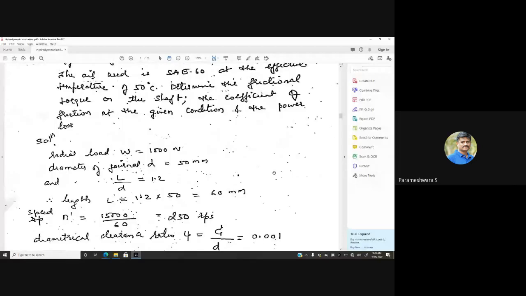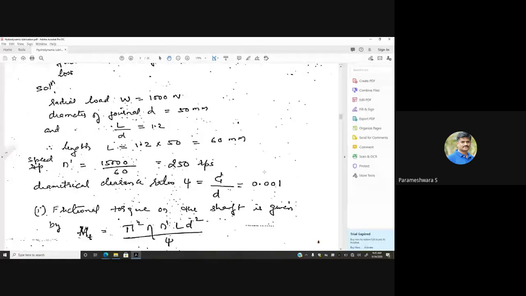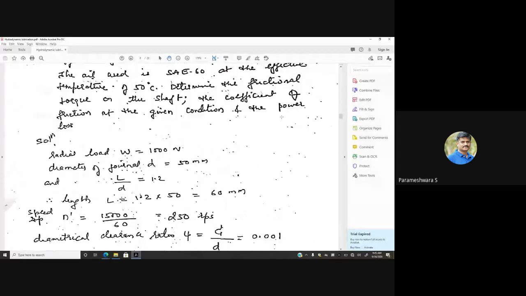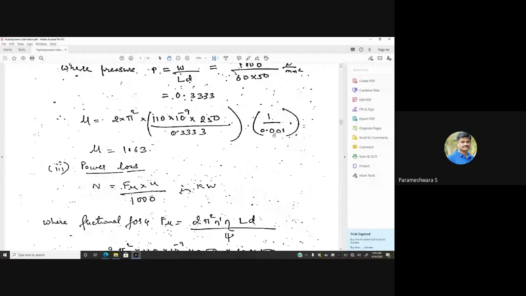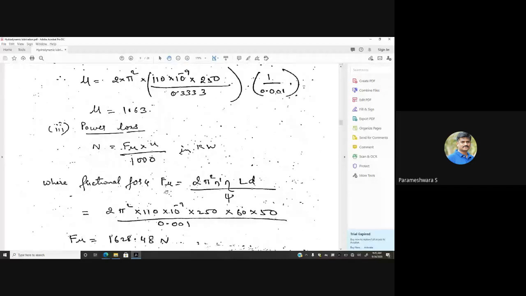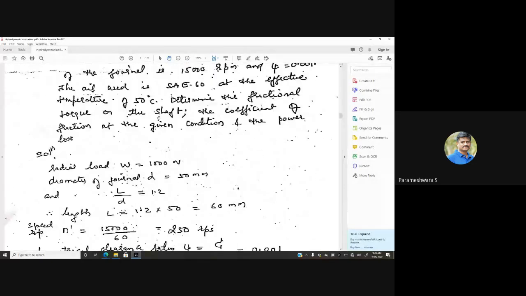Then frictional torque on the shaft. They have asked you to determine the power loss. In order to find out the power loss, you need a value of frictional force and the velocity at which it is running. And also they have asked you to find out frictional torque and the coefficient of friction. So first we'll find the frictional torque.